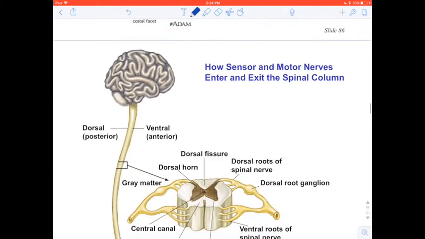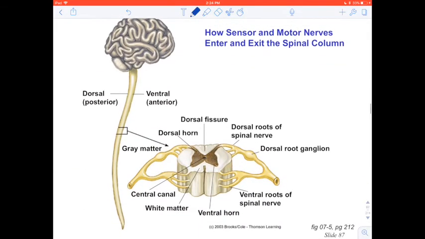All right, and remember, we looked at this: we have ventral, anterior, right, dorsal, posterior. We have the gray matter, white matter, right, and then sensory coming in through the dorsal root ganglia. Right, it goes through there, and then our motor coming out of the ventral horn there.